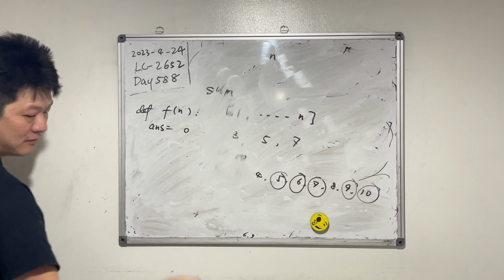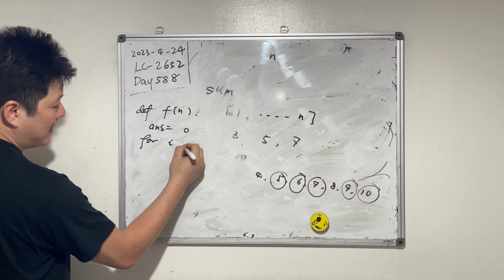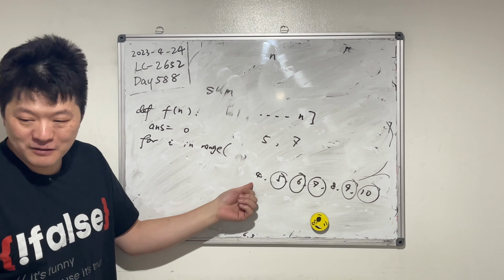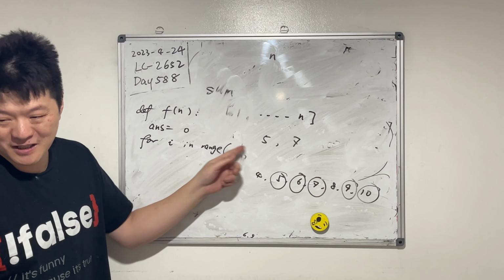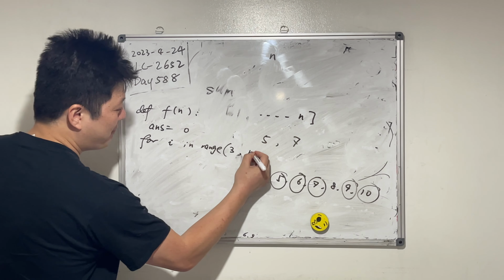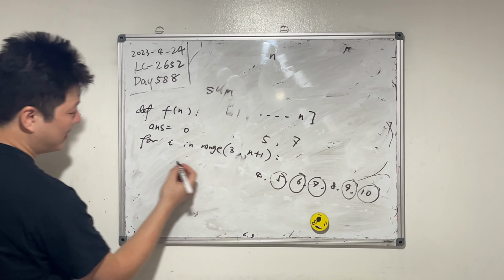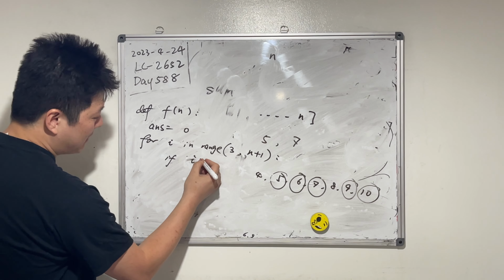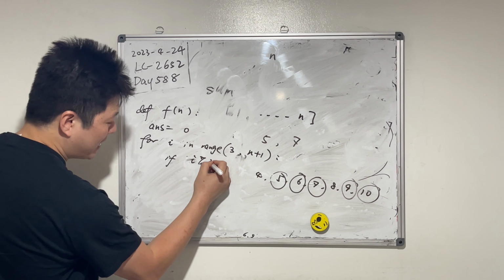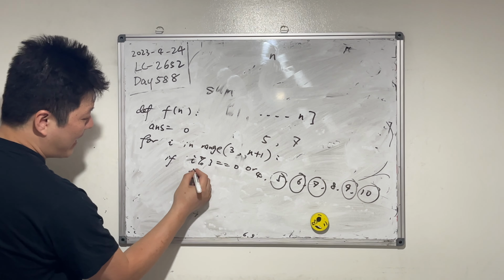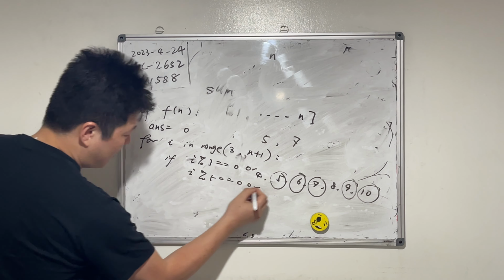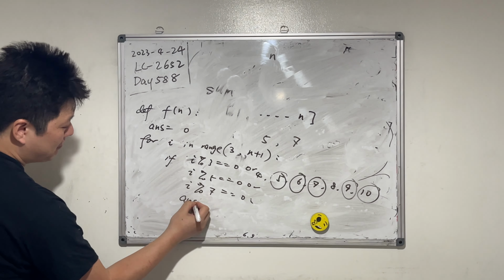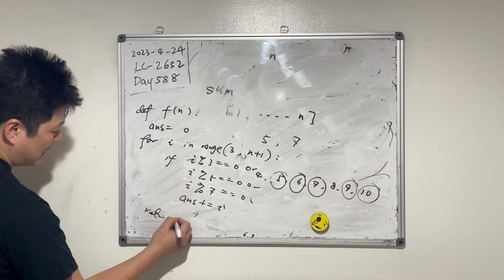Define f(n). Answer equals 0. For i in range, we don't need to check 1 and 2, right? Because the minimum is 3. So we just check from 3 to n plus 1, actually to n inclusive. If i divisible by 3 equals 0, or i divisible by 5 equals 0, or i divisible by 7 equals 0, then answer plus equals i. Return answer.